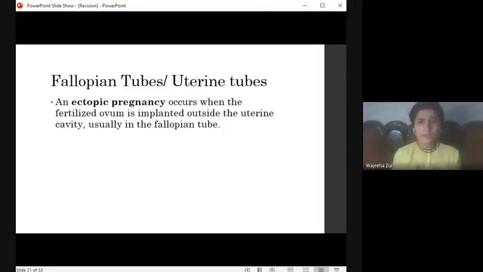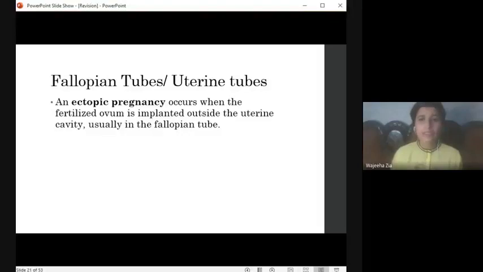So there are many different terms related to abnormal pregnancy. Among them, one is very famous, that is the ectopic pregnancy. What is meant by ectopic pregnancy? It is a pregnancy in which the fertilized ovum, after the sperm and ovum fuse in fertilization, implants outside the uterine cavity. Normal implantation occurs in the uterus, but in case it occurs outside the uterus, that is the abnormal pregnancy.